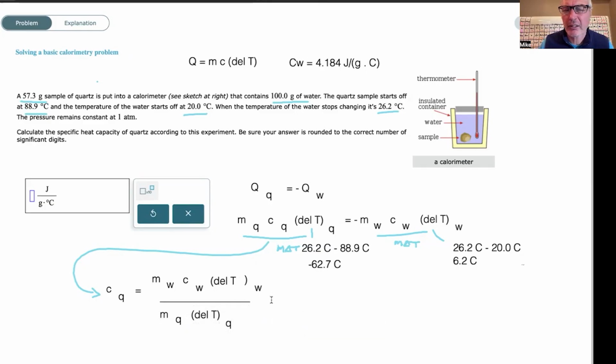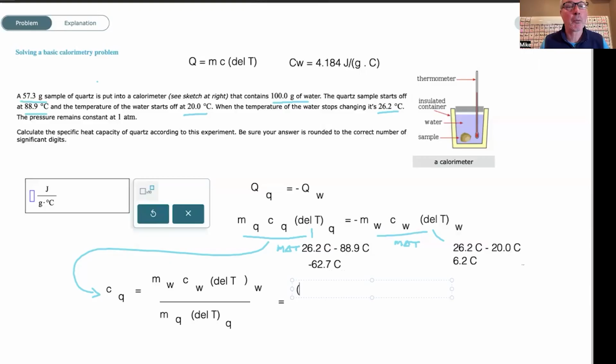If you get something greater than 4.184, remember that water has the highest heat capacity of any common substance. That means we jacked it up. I've seen it so many times, gang, you get your delta T's wrong. If I put the 6.2 on the bottom instead of on the top, that's what we call in science jacking it up, because you got it backwards. So let's be careful here.